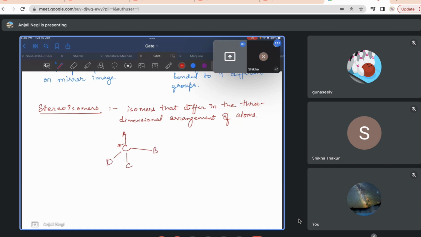Now, this is a very lame representation of my tetrahedral molecule, but instead of this, I can give it a 3D representation where my A and B are on the same plane, and D is above the plane and C is below the plane. Okay, so that's the 3D representation of this particular chiral molecule, which we can demonstrate in 3D space.